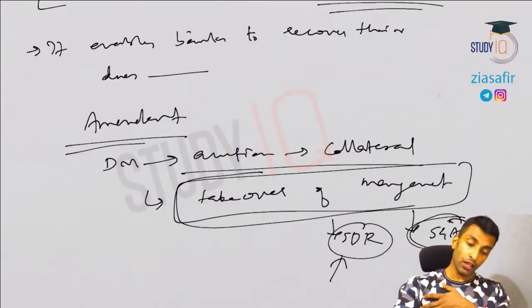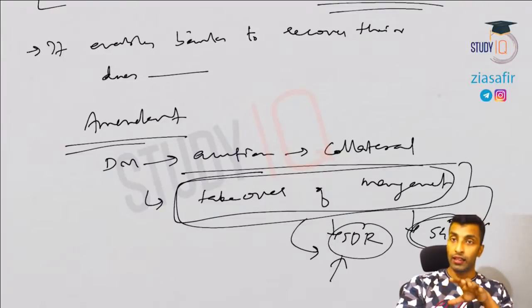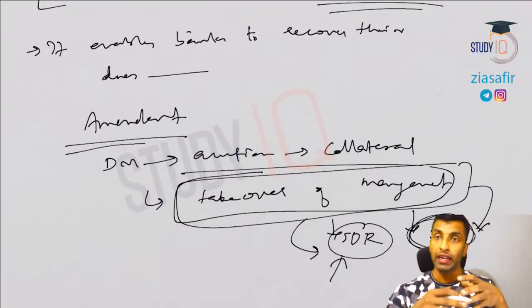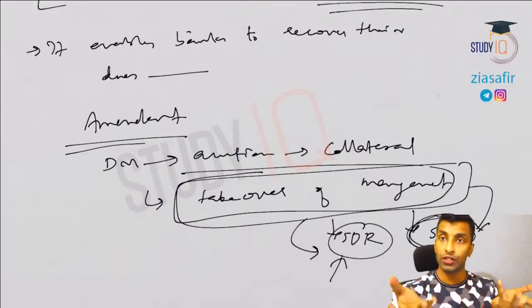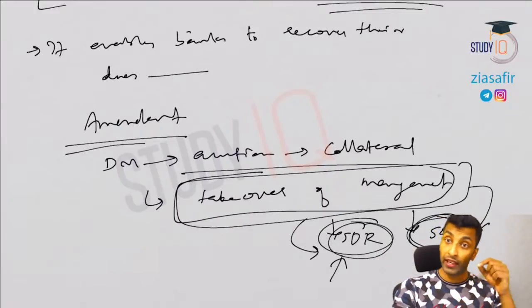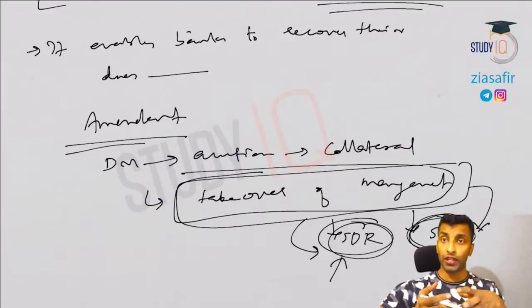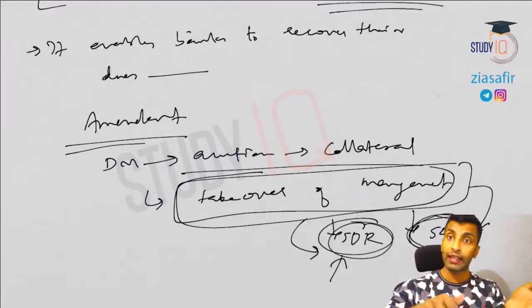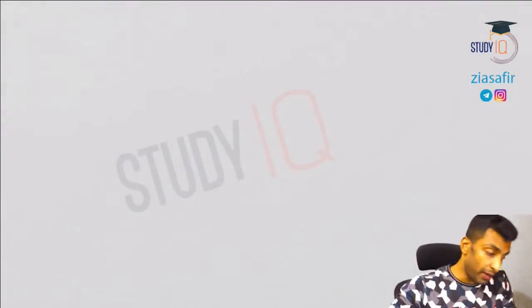So here taking over the management means I'm not talking about S4A, I'm talking about SDR. The reason is S4A is applicable only in the case where the management is able to pay more than 50% of the debt. In that context there is no taking over of the management. But here SDR, if the debt is more than 51%, the 100% of the debt will be converted to equity. So equity will be more than 51% of the company, so you can take over the management. In that case, it is the DM who is going to facilitate this. So that's the amendment.